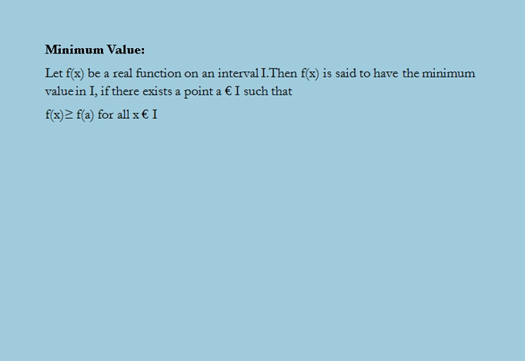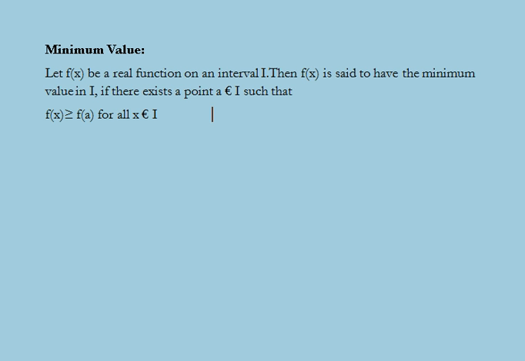Next we are going to consider the minimum value of a function f in its domain. For this, let f(x) be a real function defined on an interval I. Then the function f(x) is said to have a minimum value in the given interval I if there exists a point a which belongs to I such that f(x) is greater than or equal to f(a) for all x belonging to I. In such a case, the number f(a) is known as the minimum value of the function f(x) in the interval I, and the point a is called a point of minimum value of function f in the interval I.